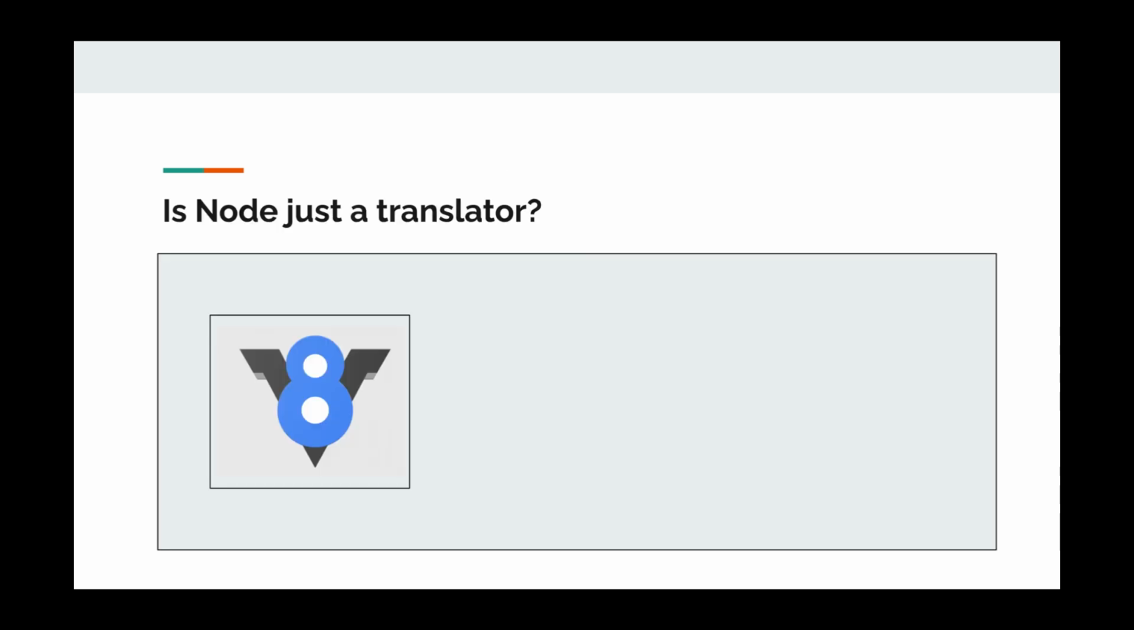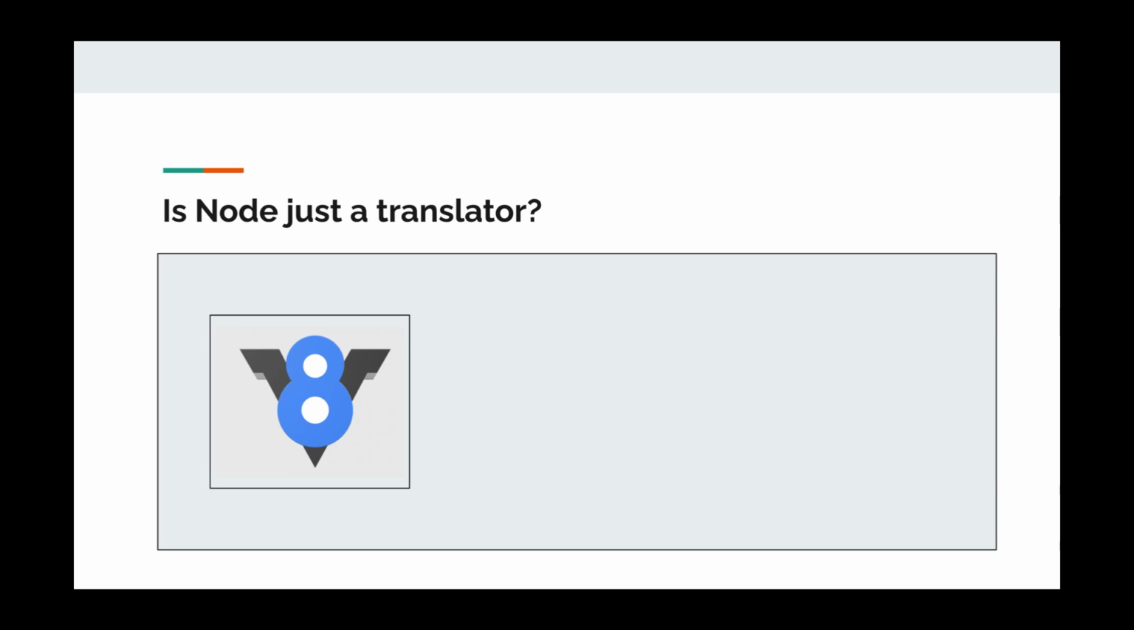Okay, now comes the next question. Is Node just the translator? What is it exactly doing? Is it just translating your JavaScript code into machine code? The answer to that is no, it's not just a translator.